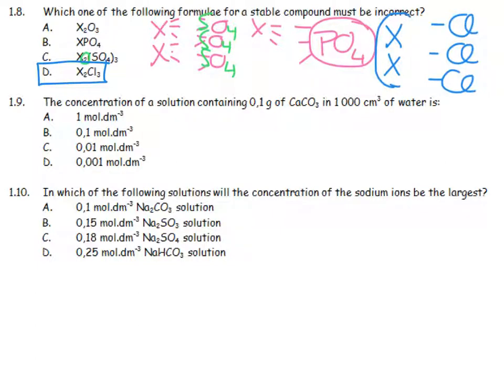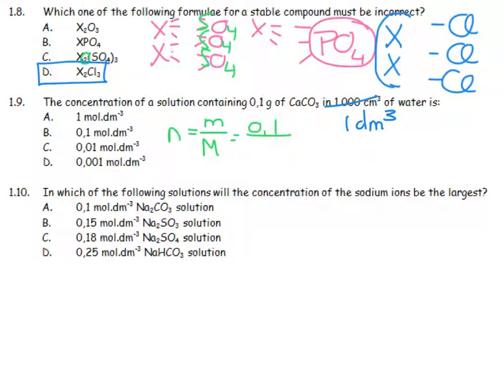The concentration of a solution containing 0,1 grams of calcium carbonate in 1,000 centimeters cubed of water is. First thing is we have to convert 1,000 centimeters cubed into 1 decimeter cubed. Then I need to say number of moles is equal to mass over molar mass. 0,1, it is in grams already, which is good news.